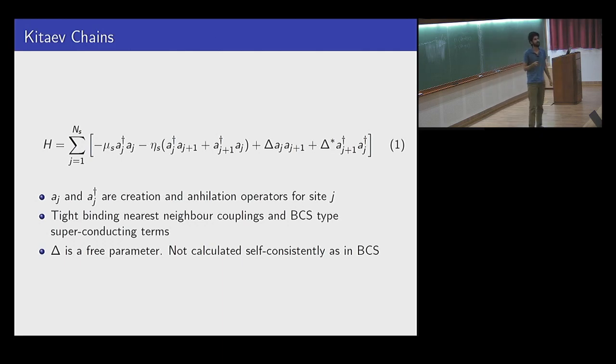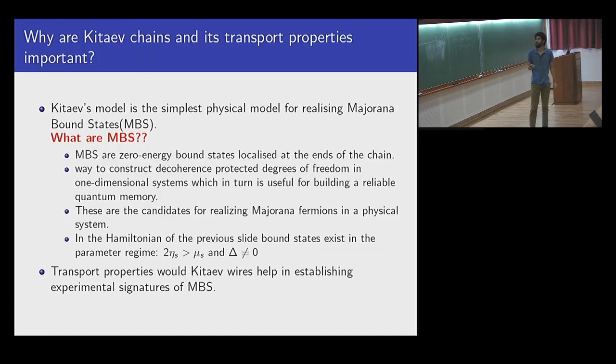One may think of this as a quantum wire embedded on a superconducting substrate, and this delta comes from the induced superconductivity from this substrate. Now, why are Kitaev chains important, and why should we study their transport properties? Kitaev's model is the simplest model for realizing Majorana bound states, MBS. MBS are zero energy bound states localized at the ends of the chain, and these provide a way to construct decoherence-protected degrees of freedom, which are essential for building a reliable quantum memory.